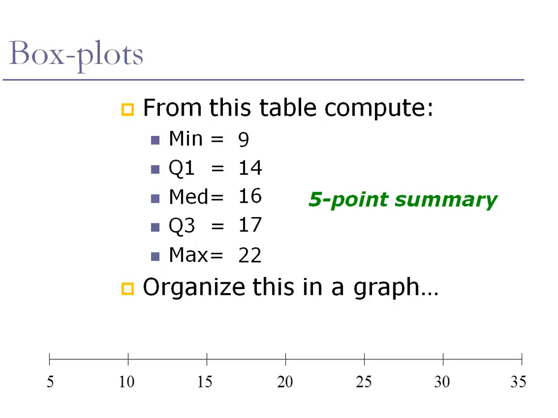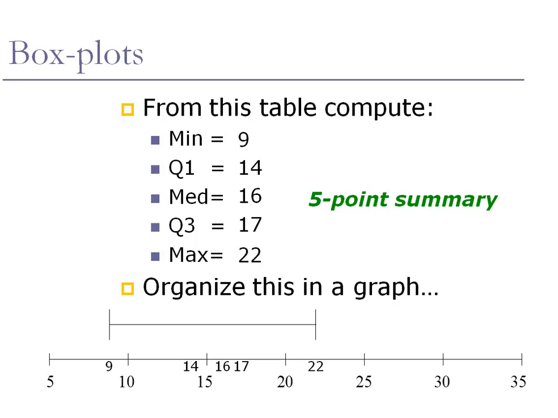Then we're going to locate each one of the five numbers on this ruler. So the number 9, we're going to locate it on the ruler and mark it down. Similarly, the 14, the first quartile, we're going to locate it and mark it. The median, locate and mark. The third quartile, locate and mark. And the maximum, locate and mark. At this point, we're going to look at the minimum and the maximum, so the 9 and the 22, and we're going to connect them through a single line.